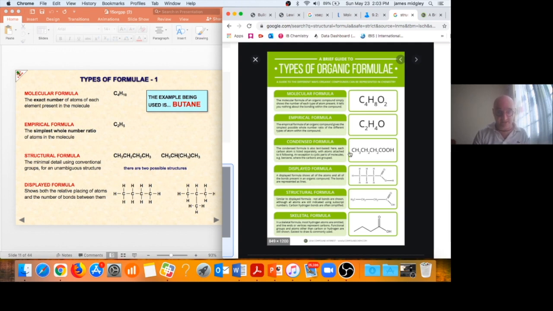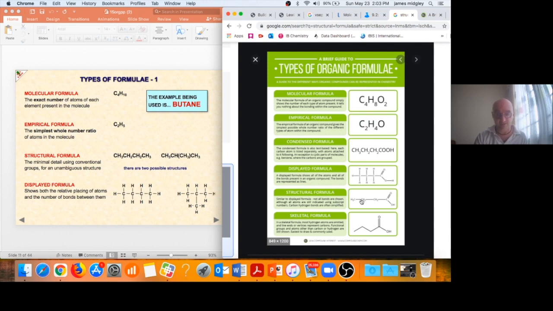The condensed formula, this looks good. So CH3, CH2, CH2, COOH. So that's 1, 2, 3, 4. Don't forget the carbon in the carbonyl group. So that's going to be butanoic acid. It smells like dog poo, horrible stuff. The displayed formula, even better, I can see my CH bonds. I could have worked them out from the condensed formula, but clearly this is C double bond O, carbonyl, to OH, carboxyl group, so it's a carboxylic acid.